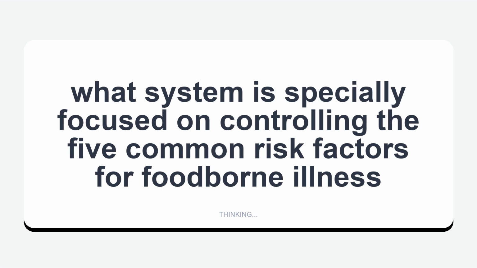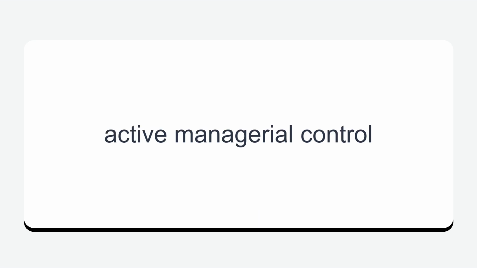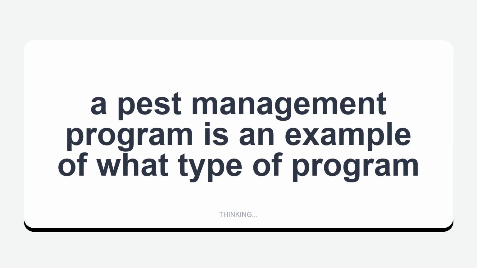What system is specially focused on controlling the 5 common risk factors for foodborne illness? Active managerial control. A pest management program is an example of what type of program? Food safety.